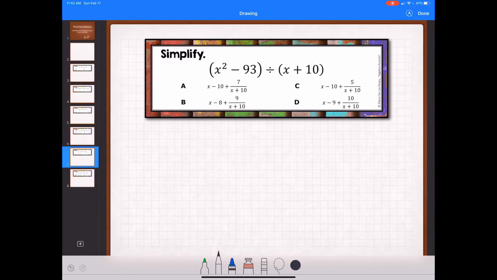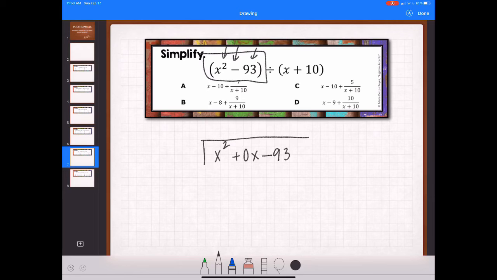All right, in this next example, take a look at this first polynomial. Notice that you have the x squared term, but the x term is missing, and then you have the constant. You want to create a placeholder when you're dividing using long division. So you have x squared, you are missing the x term, so I'm going to put in plus 0x to account for that, and then minus 93. And then you put the divisor out here.